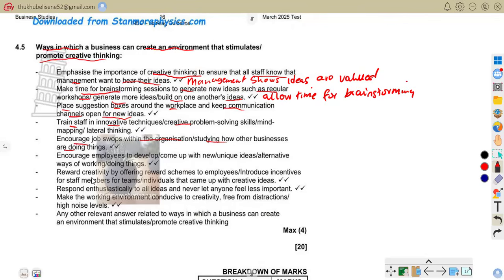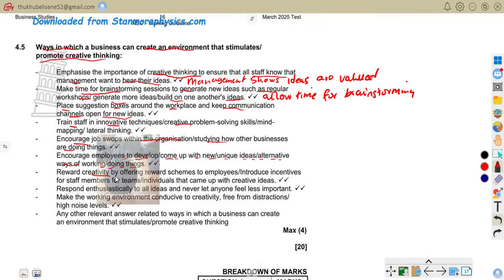Encourage job swaps within the organization, studying how other businesses are doing things. So this means employees learn from different departments. So allow swaps to take place at your workplace. Encourage employees to develop or come up with new or unique ideas, alternative ways of working or doing things. So here you encourage unique ideas and new methods. So staff try new ways of doing tasks.